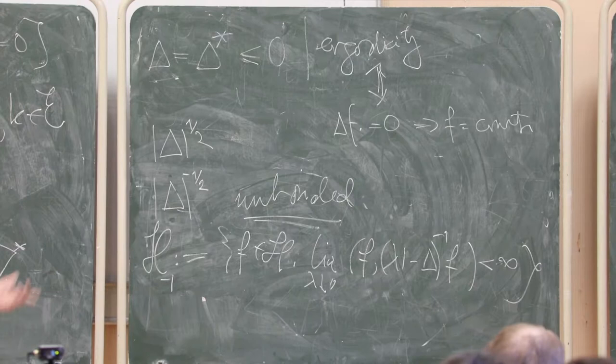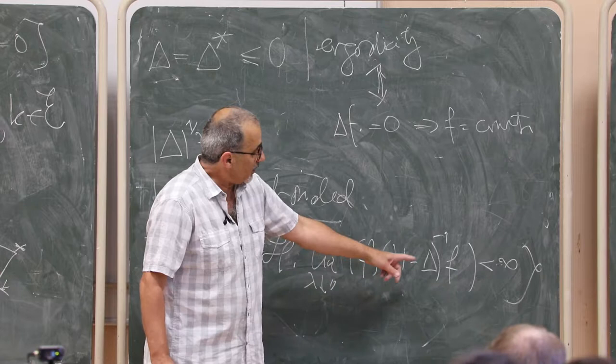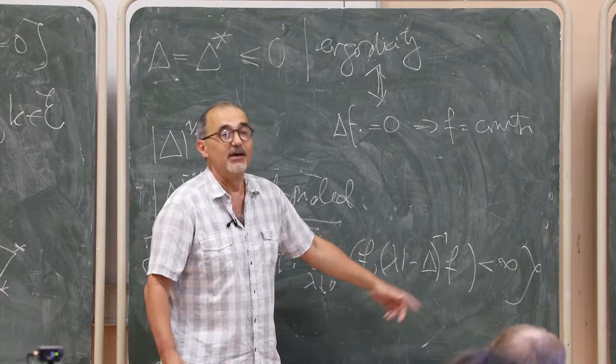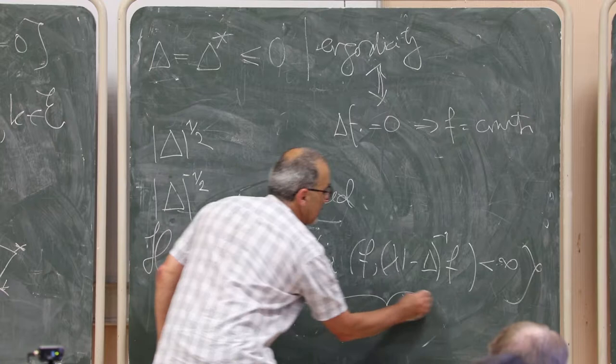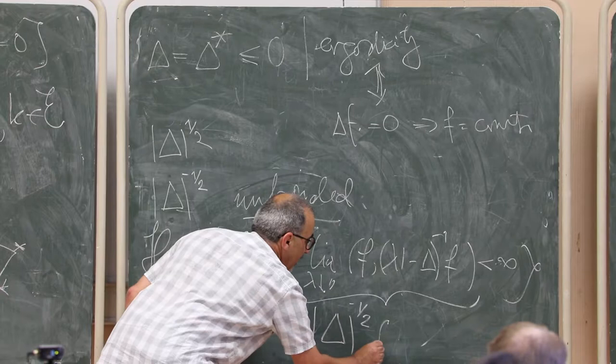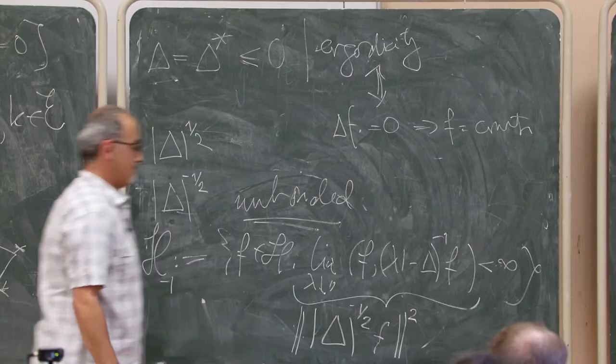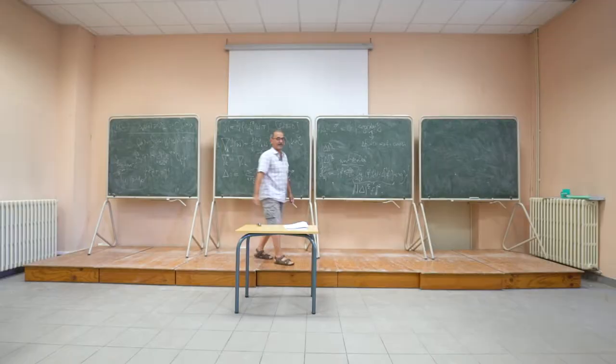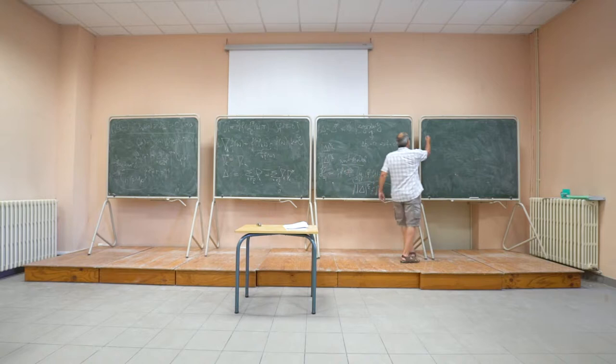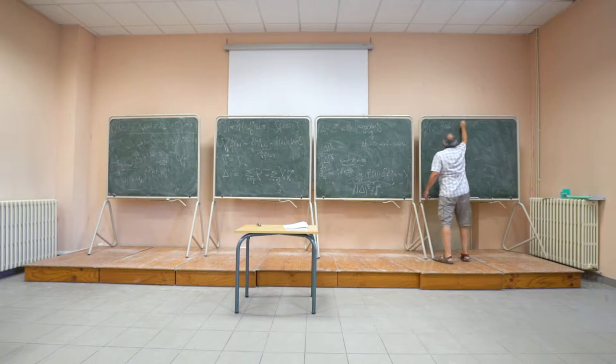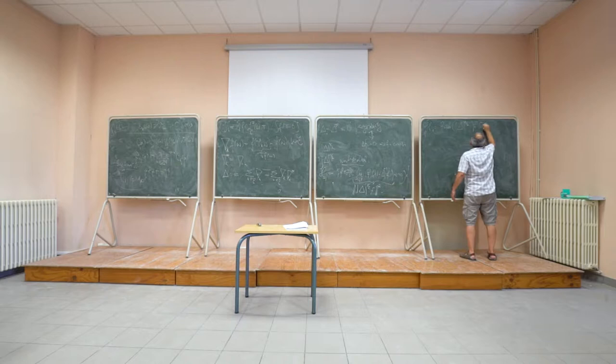Which means that in the end you can define f, Laplacian inverse f, which will be the norm squared of Laplacian to the -1/2 f. So this limit is the norm squared of Laplacian to the -1/2 f. So this is the domain. H minus 1 is the range of Laplacian to the 1/2, and it's the domain of Laplacian to the -1/2.